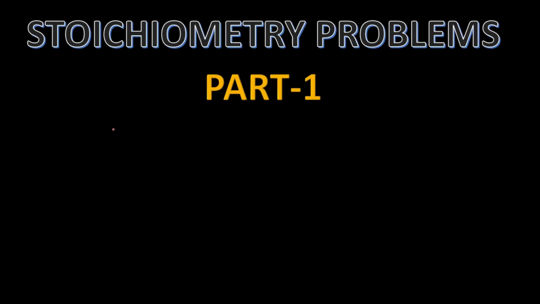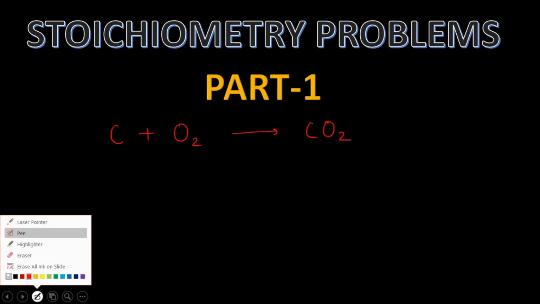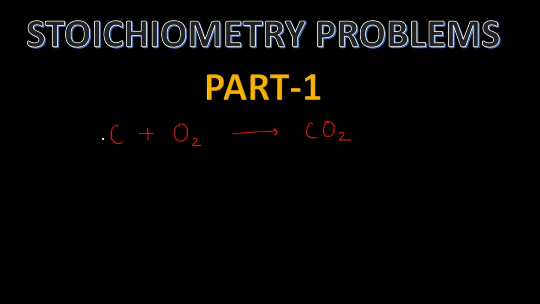Let's consider a very general reaction: C plus O2 gives CO2. If you see the coefficients over here, the coefficient of carbon is 1, the coefficient of oxygen is 1, and the coefficient of carbon dioxide is also 1. So using mole ratio, we can say that this is 1 mole carbon reacting with 1 mole oxygen to give 1 mole of carbon dioxide.